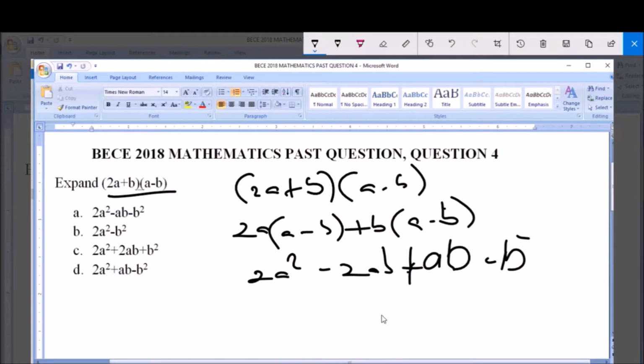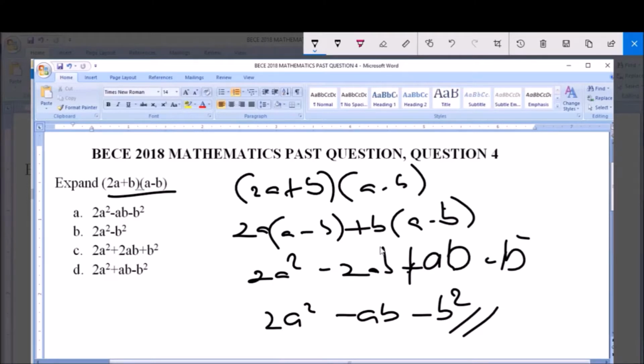Now let's look at this and collect like terms. Here we have 2a². Now we have minus 2ab plus ab. You see that these are like terms, and here we have minus 2 and here we have plus 1. Minus 2 plus 1 will give us minus 1. So that is minus ab, because we have minus 2ab plus ab. Then minus b². So this is the expansion of (2a + b)(a - b).